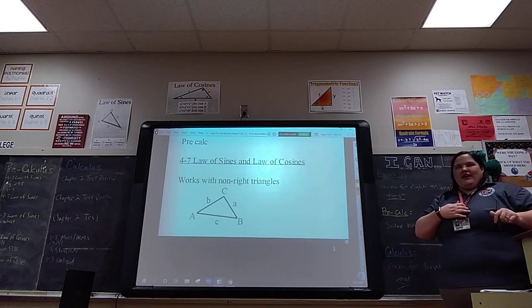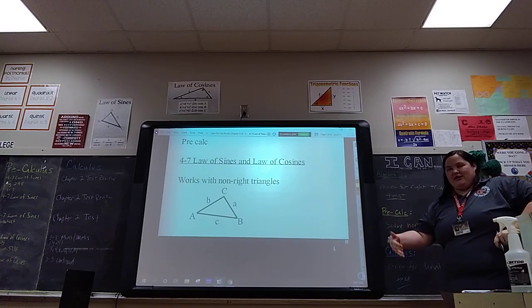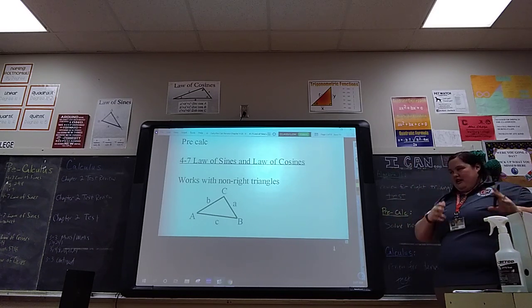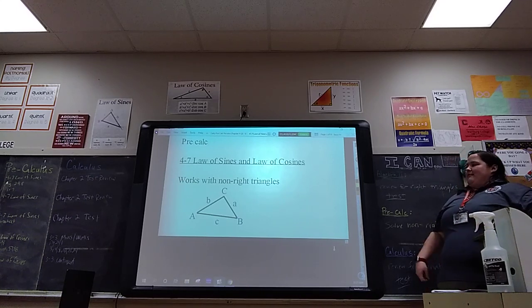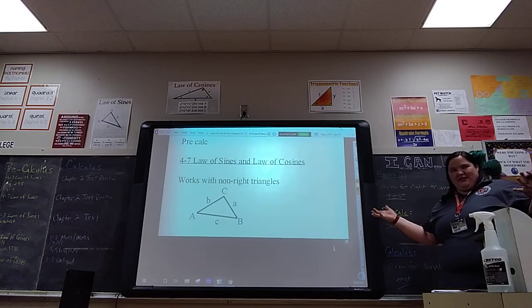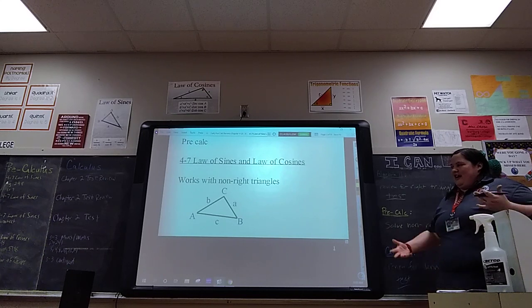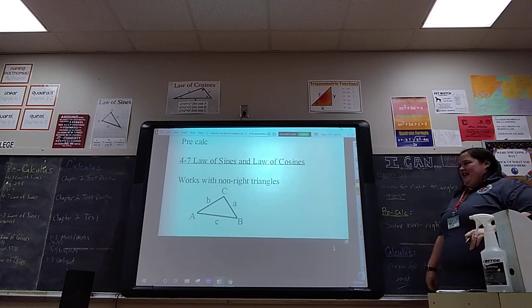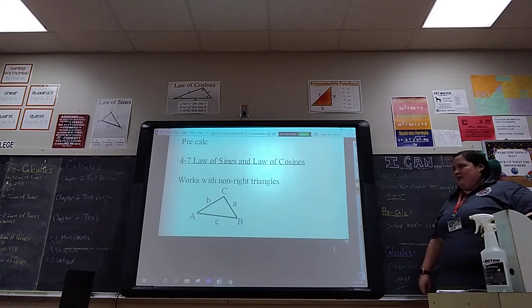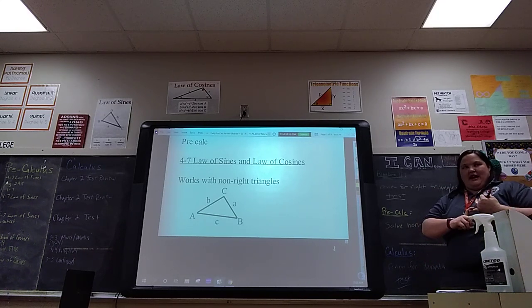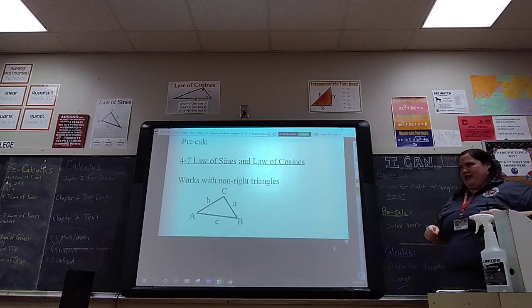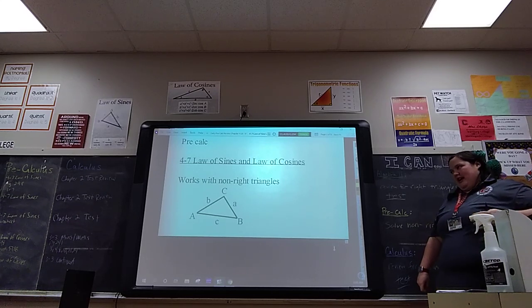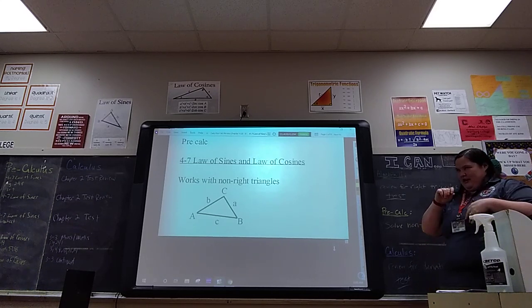We really focused on right triangles a lot because there's a lot of stuff we can do with right triangles. You can see right triangles in different areas of life, but not everything is a right triangle. So we have some triangles that do not have a 90-degree angle, and they have all kinds of different angles. To solve those, we can't use the Pythagorean theorem anymore because that only works with right triangles. We can't use SOHCAHTOA again because that only works with right triangles.